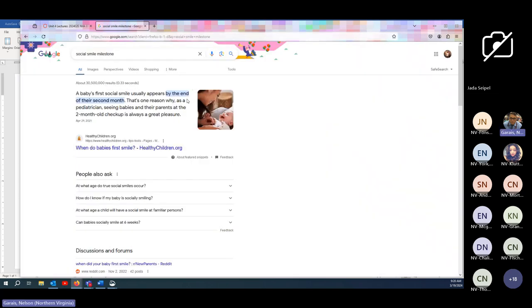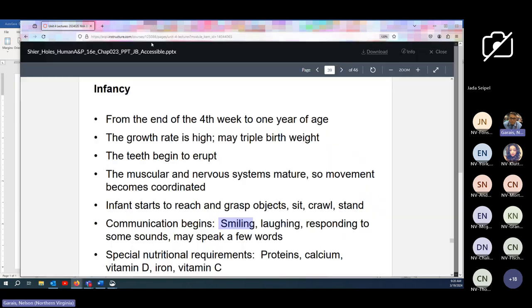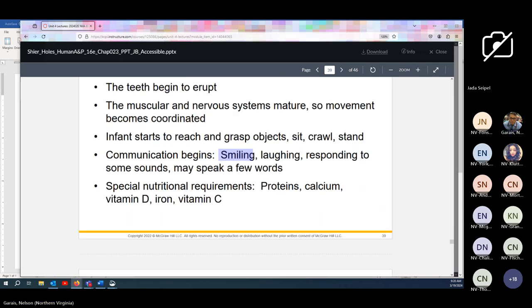I think it's good at end of the second one. Okay, end of the first one. So, right?